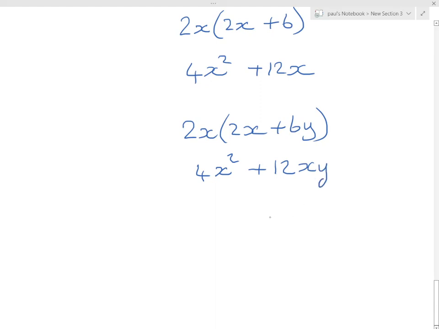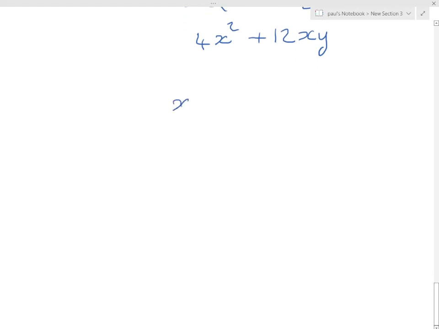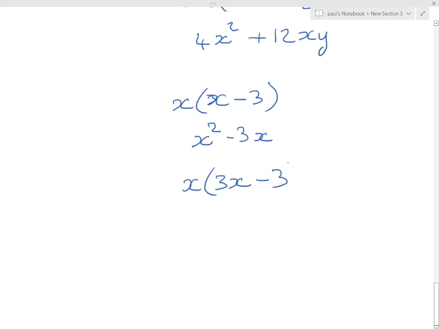Yeah? Good. What about minus signs? Surely it's going to make it difficult if we've got minus signs. Let's put an x times x minus 3. So x times x is x squared, and x times minus 3 is minus 3x. So x times 3x minus 3. X times 3x is 3x squared, minus x times minus 3 is minus 3x.